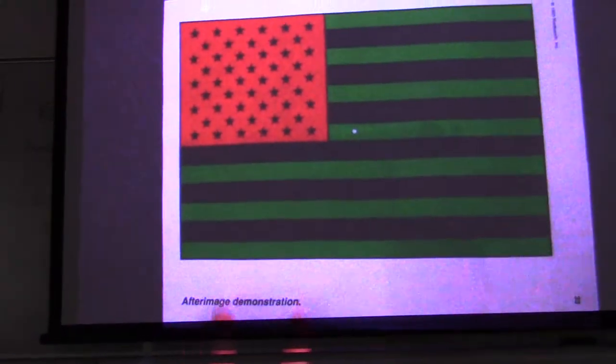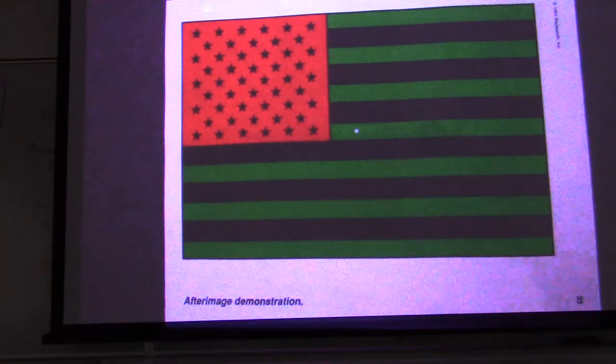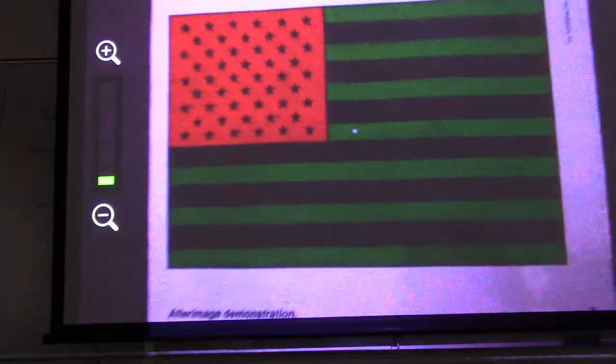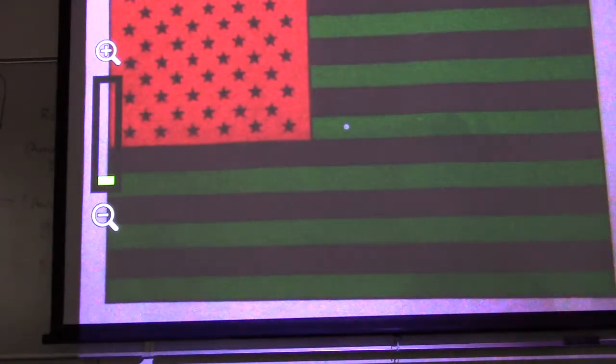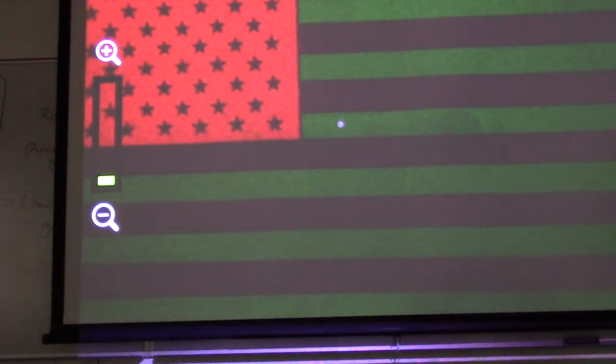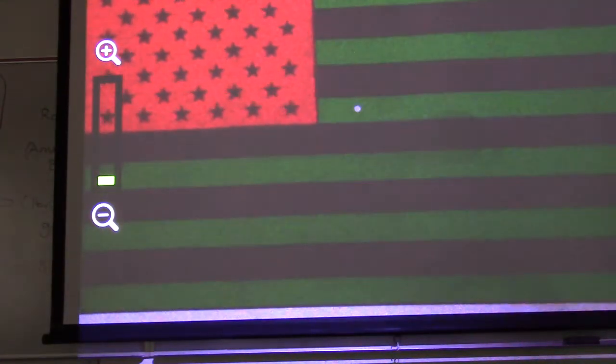Look at the dot, the white dot in the middle of that. And just keep looking at that. Don't look around at other things. Just keep staring at that dot. And as I say, I wish it was brighter. There's one for you to look at in the book.